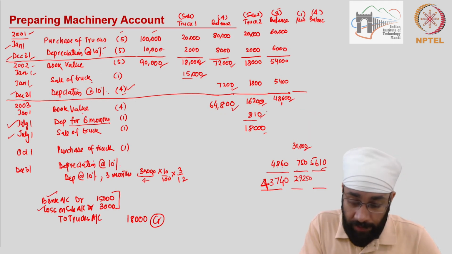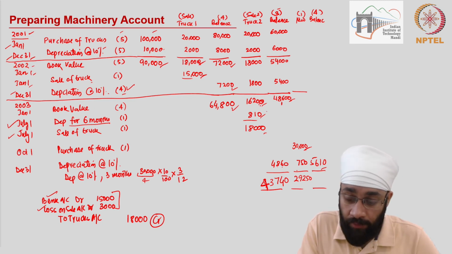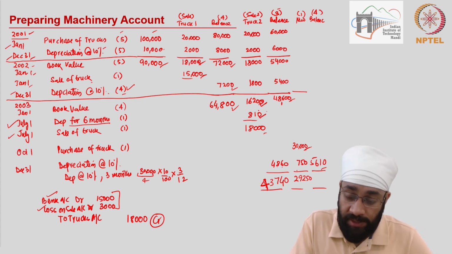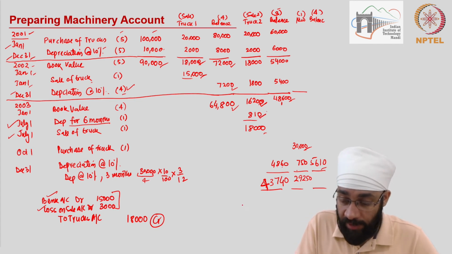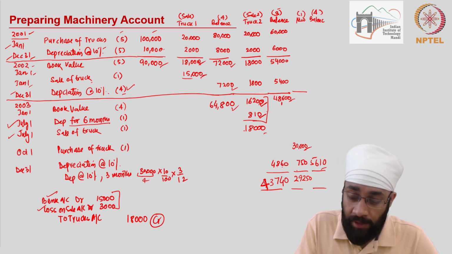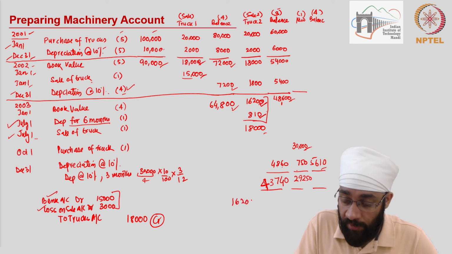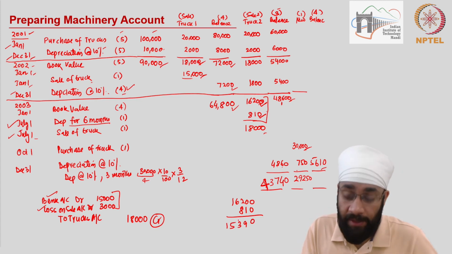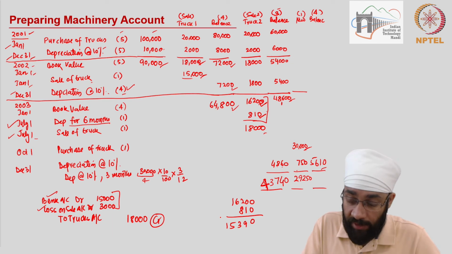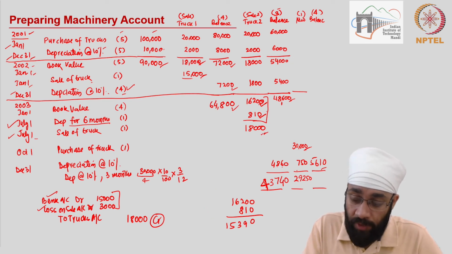And the book value of this one truck was 16,200, and the depreciation was 810 for the 6 month period. Therefore, the value of the truck as on July 1st is equal to 16,200 minus 810. So this gives me 15,390. This was the value of the truck. You sold it for 18,000. So you're making a profit.